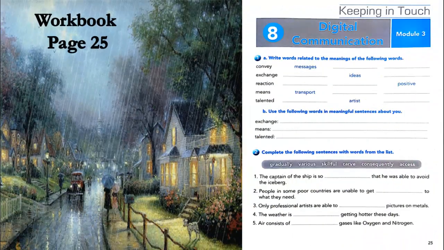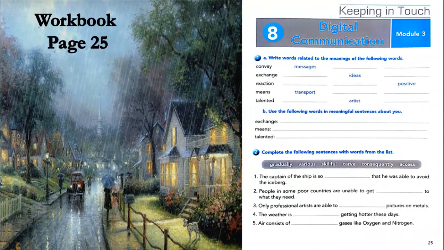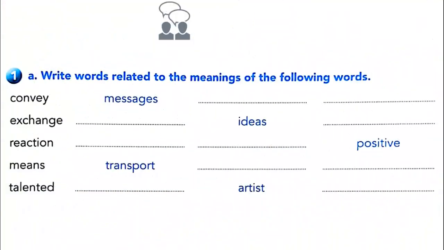Let's move together to our workbook, page 25, digital communication. The first exercise. Here, I'd like you to write words related to the meanings of the following words. If you look at the left here, we have 5 words: convey, exchange, reaction, means, talented. We want to write some words that are related to the meanings of the following words. Like if you look here, convey messages. We want to write other words like messages here. Convey what? Okay. And the second one, exchange. We exchange what? Like exchange ideas.